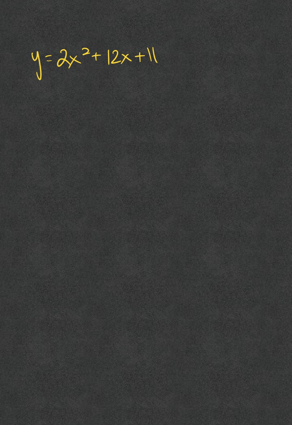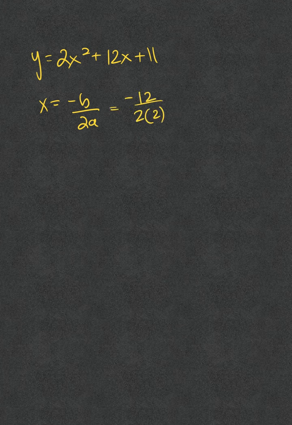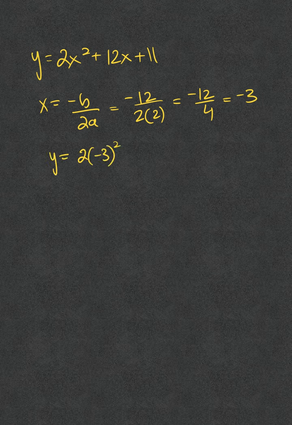Okay, so this is the second page, first example. We're going to try the exact same thing. To find your axis of symmetry, you're just using -b over 2a. So that's going to be -12 over 2 times 2. So -12 over 4, which is -3. Now we're just going to take our -3 and put it back into the equation as our x value.